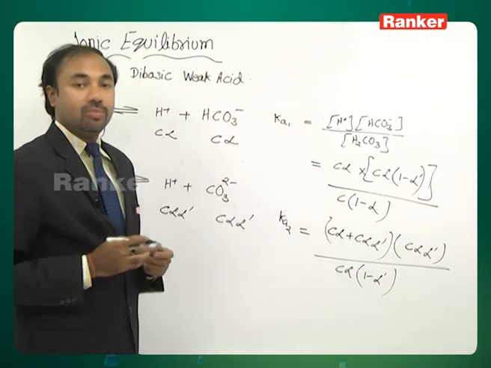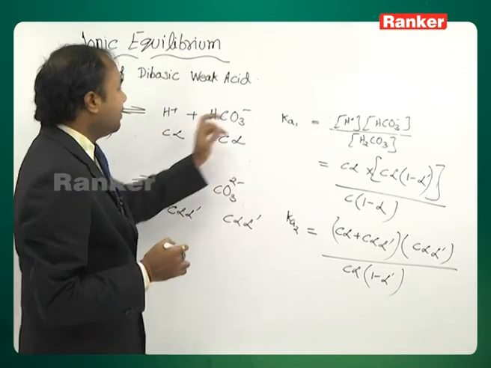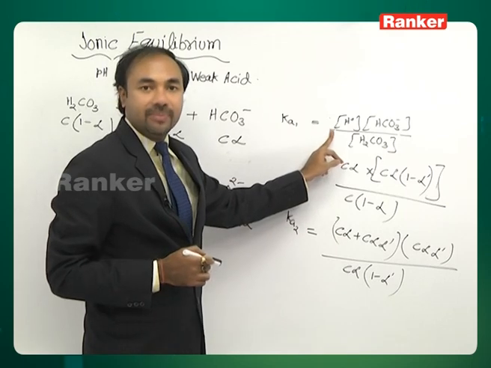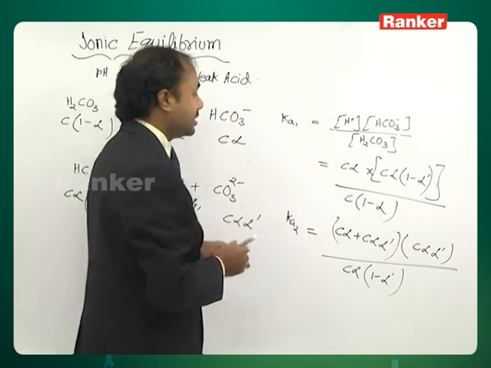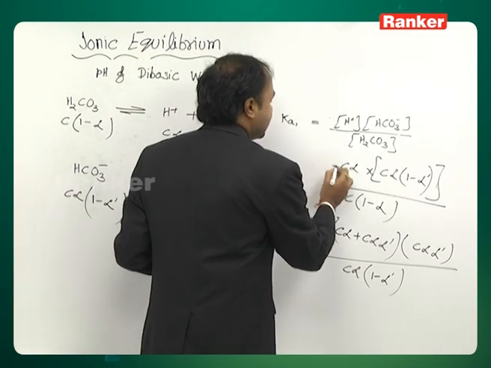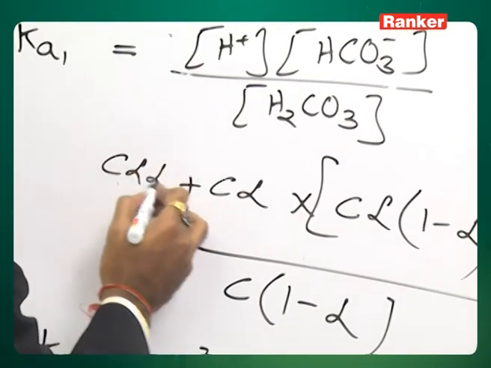One thing more you should have understood by now, that even here in the first equilibrium, we will have to put total H plus ion concentration, which is how much? Which is C alpha plus C alpha alpha dash.